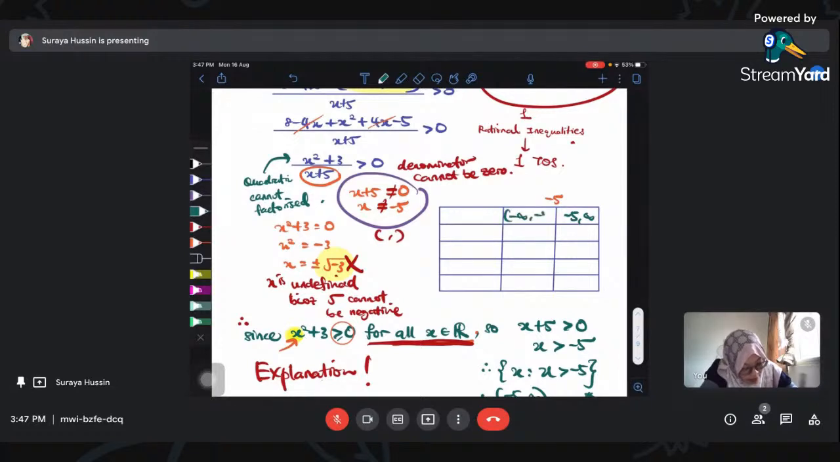Negative infinity to negative 5. Cepatnya saya dah buat bracket dah. Okay, since we know that negative 5 tak akan equal, so dia open, and then you letaklah interval, and then test value, and then masuklah ke dalam x squared plus 3, x plus 5, and then x squared plus 3 over x plus 5.